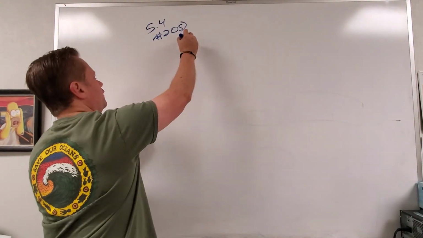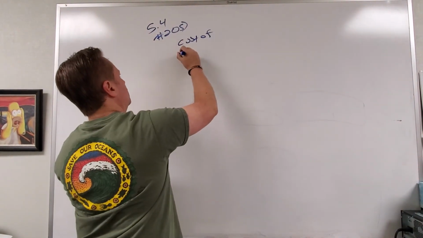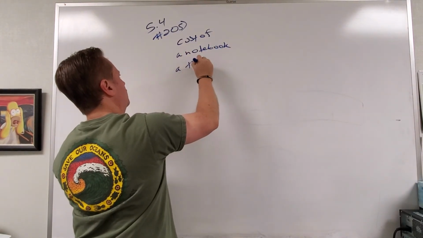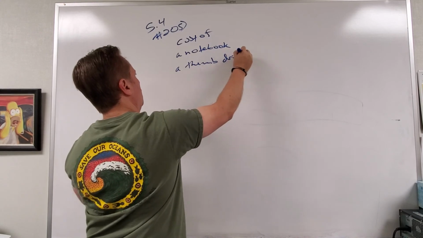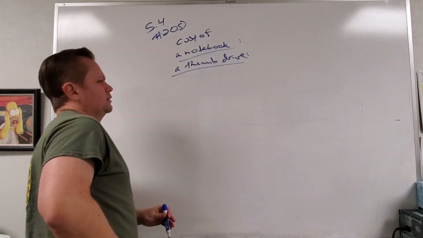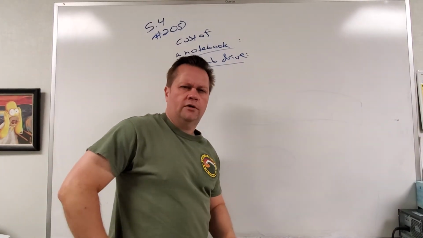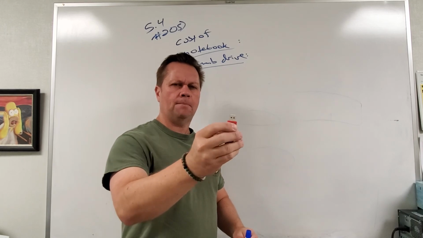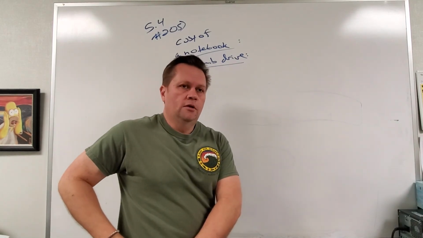So I want my variables to mean the cost of a notebook and a thumb drive. You guys know what thumb drives are, right? You should, right? Called flash drives, USB drives. Anyway, you know. All right.